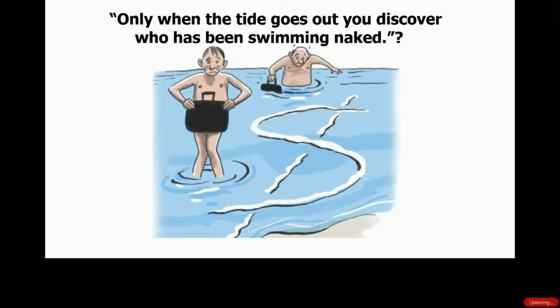So here is what great investors like Charlie Munger and Warren Buffett say about debt: only when the tide goes out do you discover who has been swimming naked. What they mean by this is the people swimming naked are the people who have a lot of debt. When the tide goes out, which means the market collapses, that's when you truly figure out who has been swimming naked, because those are the people that don't make it, those are the companies that fail.